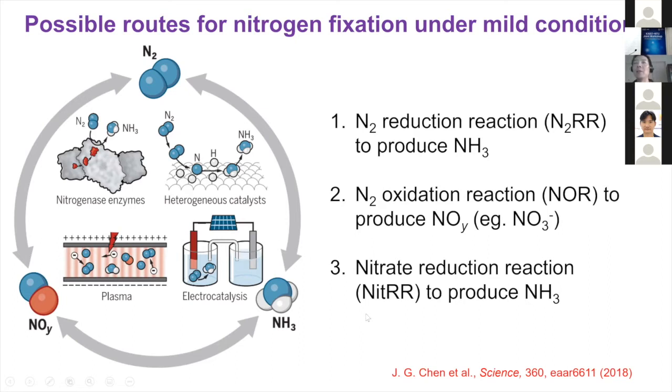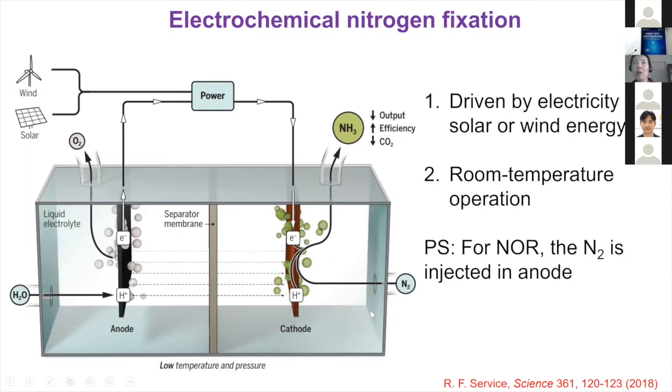The typical device for the nitrogen electrochemical conversion process is like a cell. On the anode side will be the OER process. If we're talking about nitrogen reduction, on the cathode side nitrogen will be converted to ammonia. This process is driven by electricity, supposedly from renewable energy, which sounds much greener. And you can do it at room temperature, ambient condition, no pressure.